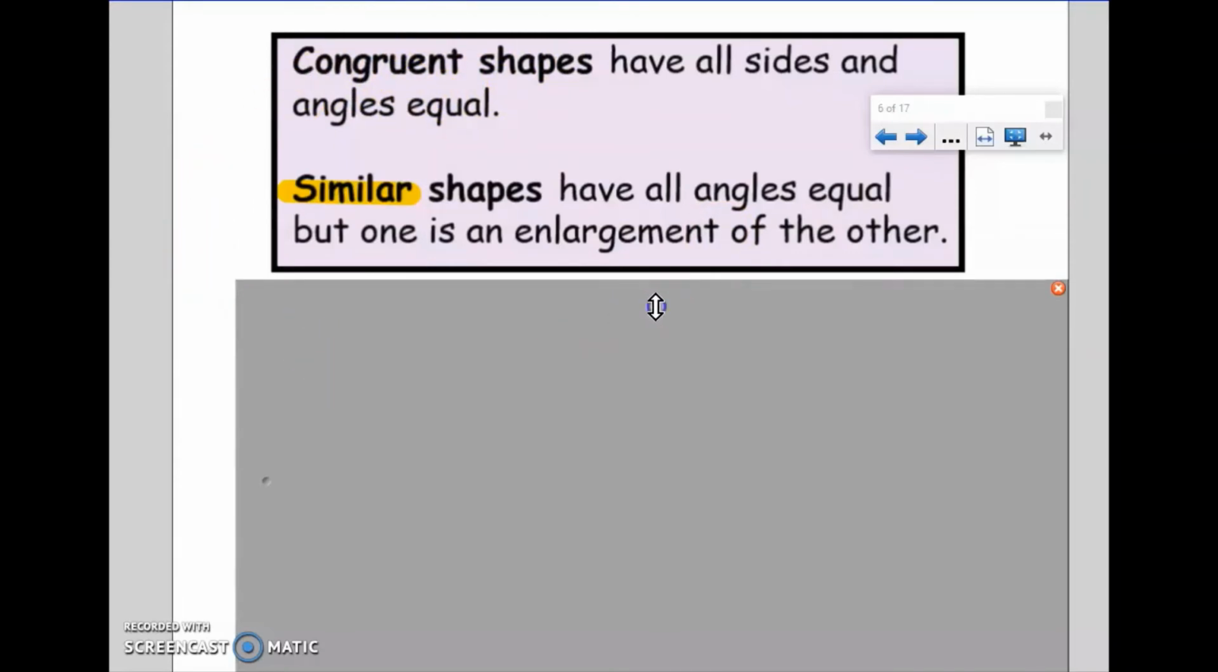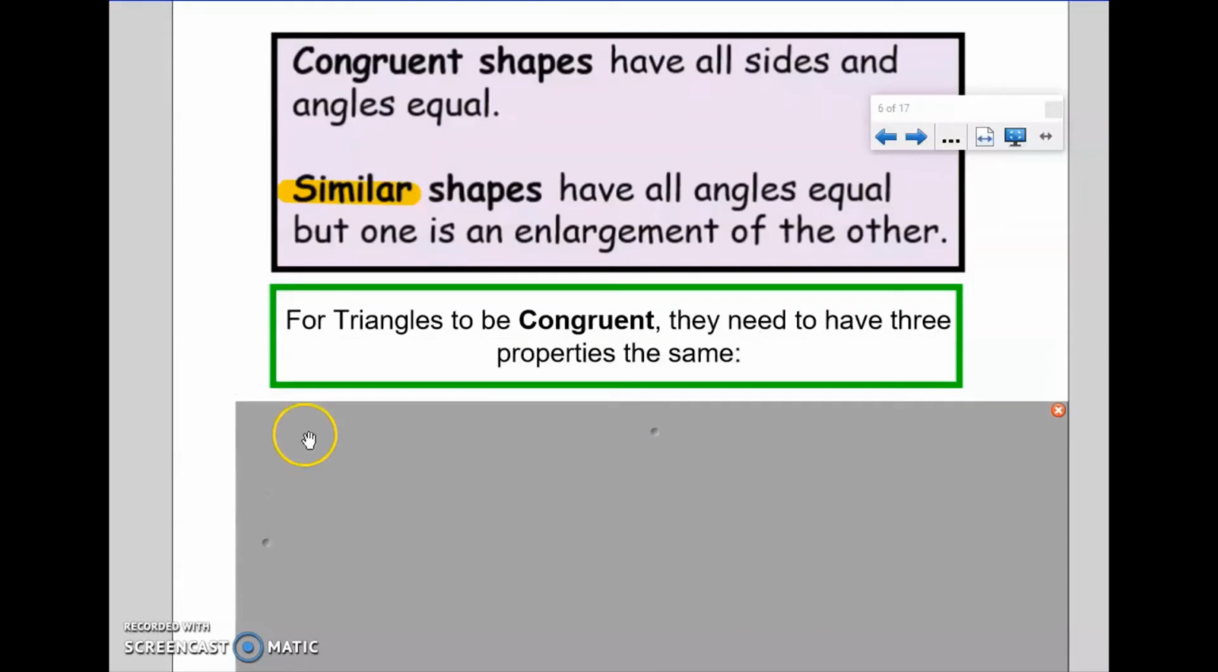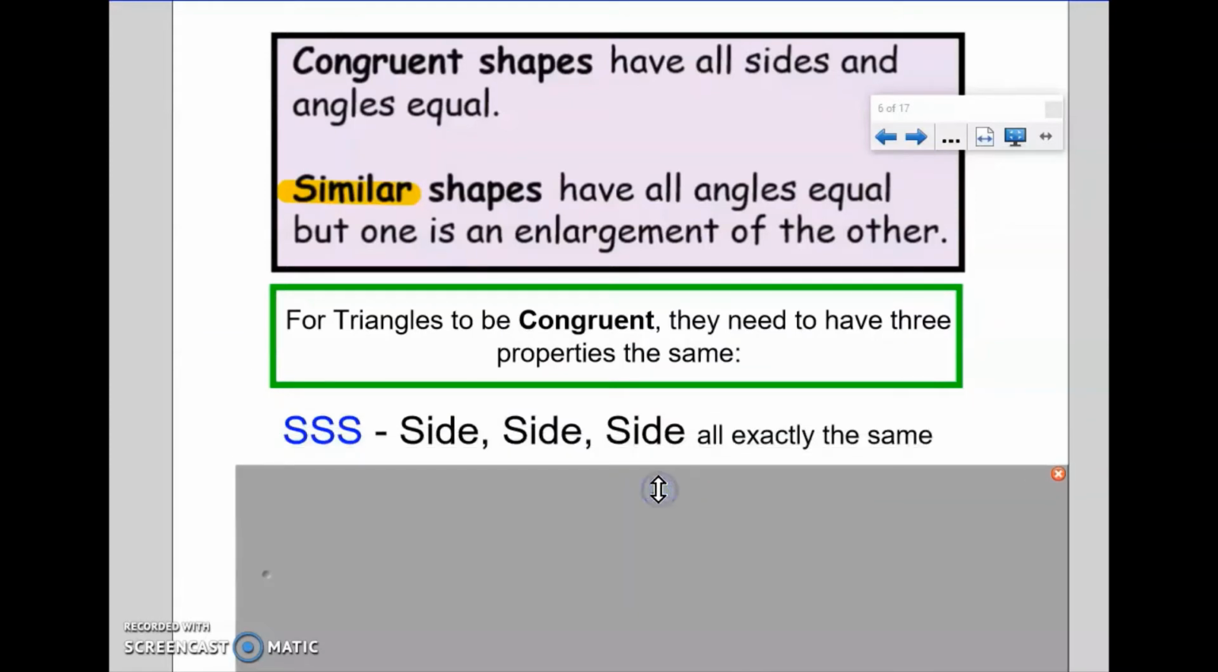Okay, so let's have a look at some mathematical ways to prove congruency. So when we're dealing with triangles and we need to prove that they are congruent, we need to identify three properties being the same. You've sort of seen me do that in the previous slides in this video, but now I'm just going to make it a bit more mathematical. So what we could do is look at two triangles and identify all three sides being the same. SSS, side, side, side. If they're all exactly the same in two triangles, we can confidently state that the two shapes are congruent.